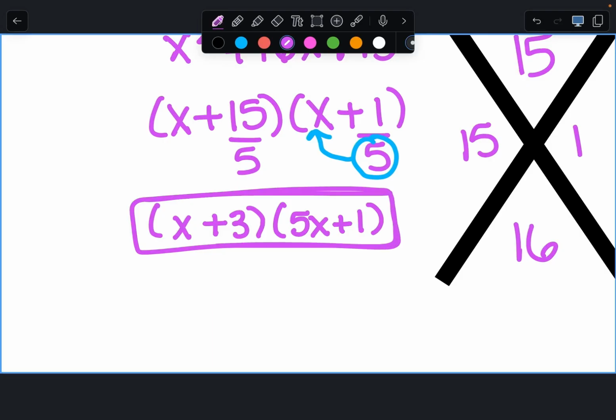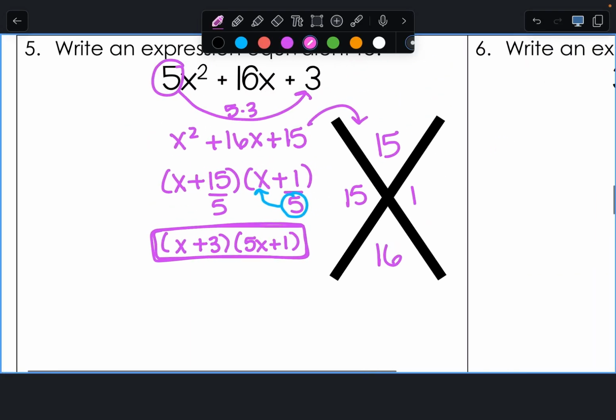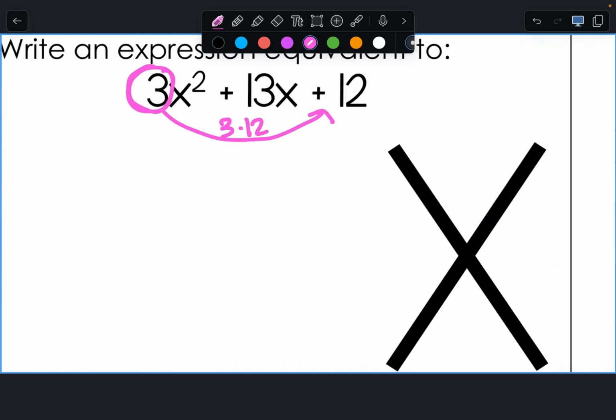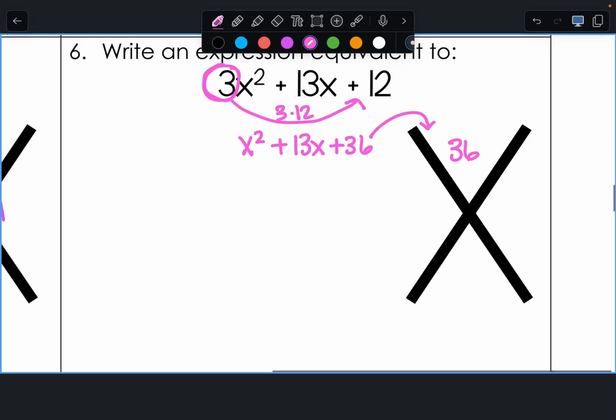Questions? All right, last one. We have a number in front of x squared. So what do we do? Kidnap. So 3 times 12 is 36. Last number falls to the top. Middle number goes to the bottom. Okay? So what's the solution?